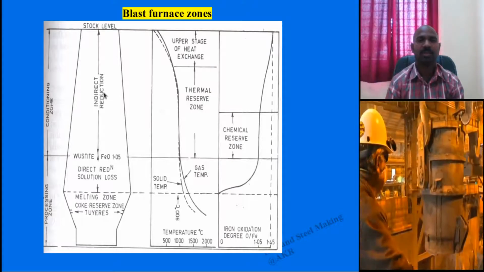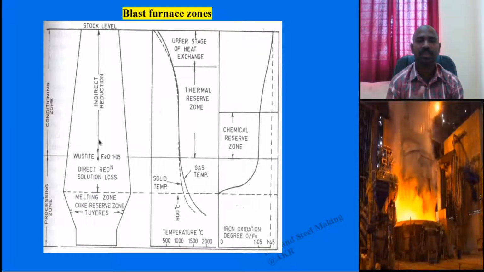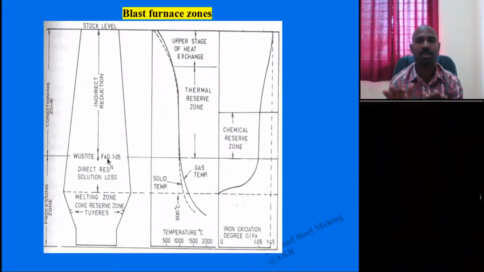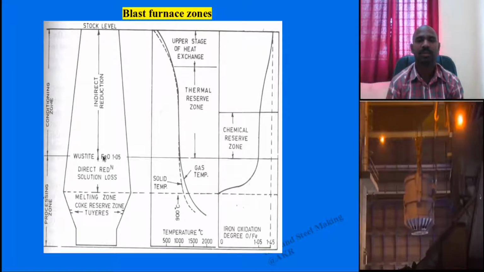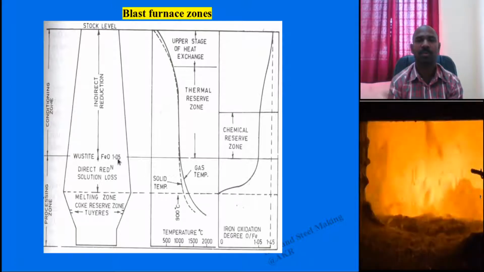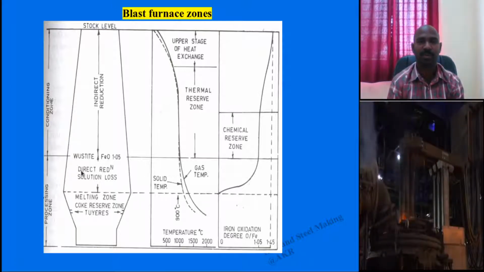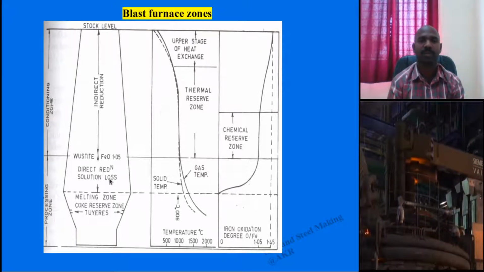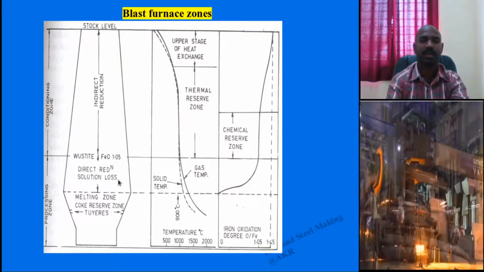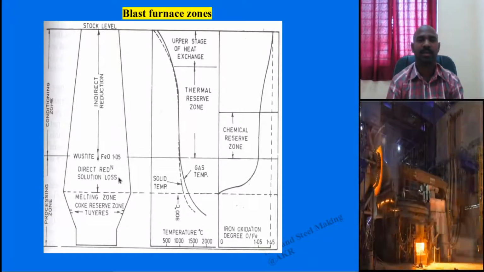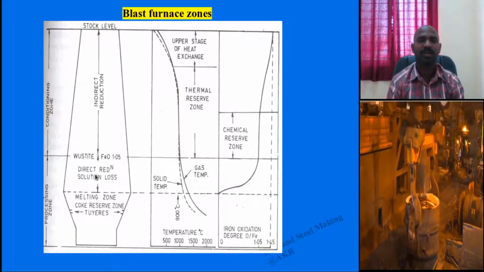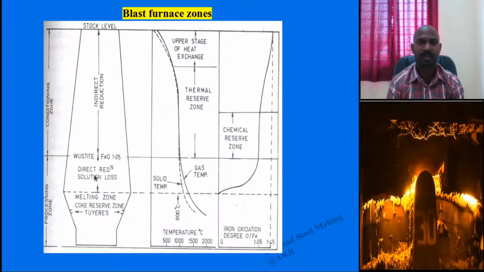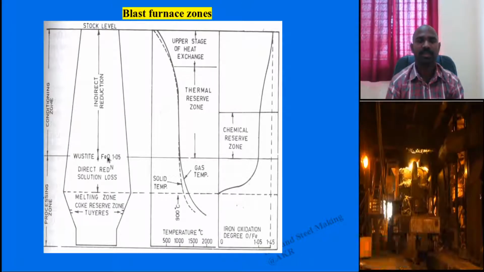It won't happen suddenly. As it comes near the Bosh zone, Wüstite, which is nothing but FeO, iron oxide, the ratio with respect to oxygen and iron, which was formed around 1.05, which is nothing but direct reduction or solution loss, or you call it the coke solution reaction, Boudouard reaction, which happens. Ultimately the CO forms, and in this particular reaction zone, carbon directly interacts with the FeO.